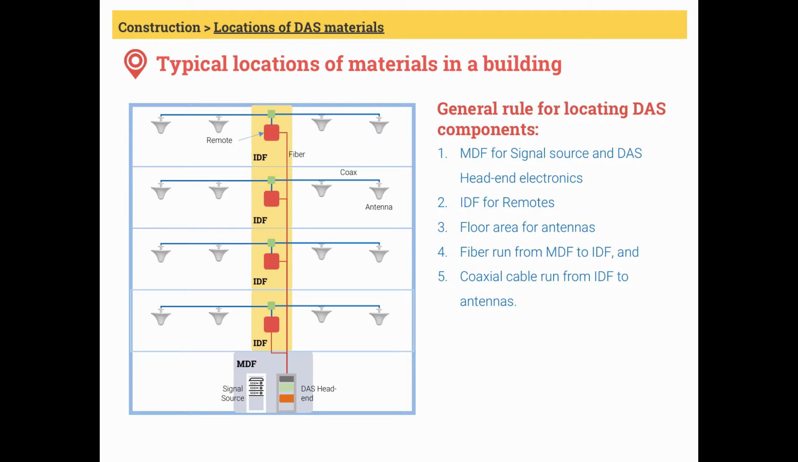Couplers and splitters will be installed based on where they are needed, and that can be in IDF or above ceiling tiles in the office area. Fiber run from MDF to IDF. Fiber will commonly go from DAS head end or MDF to each of the IDF closets where the remotes are located. Coaxial cable will run from IDF to antennas located out on the floor.